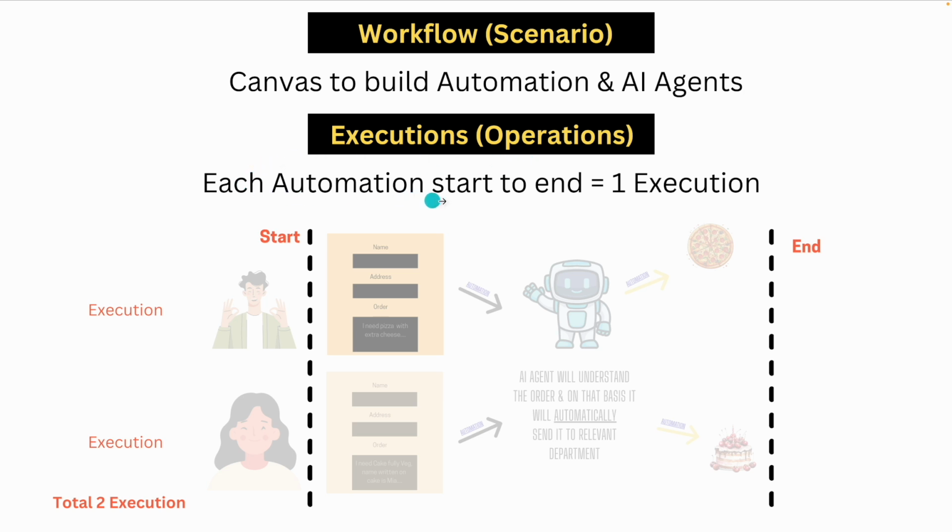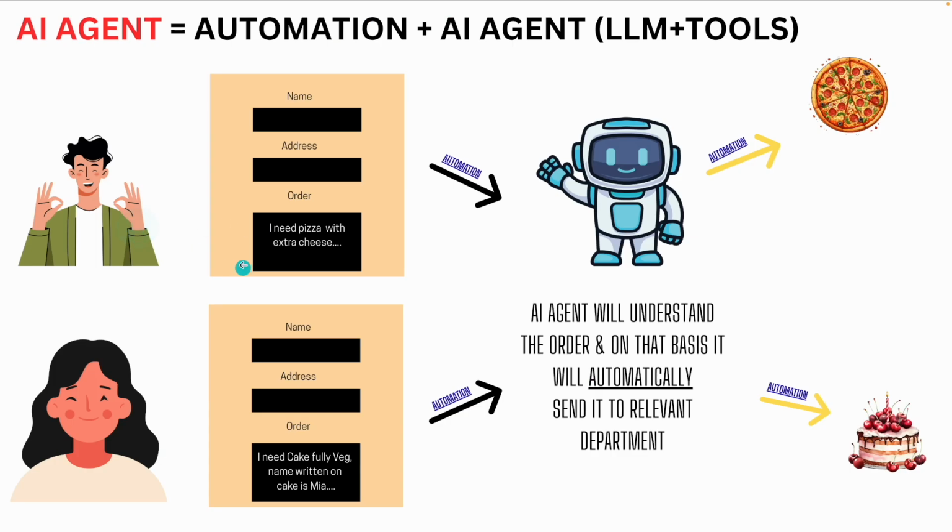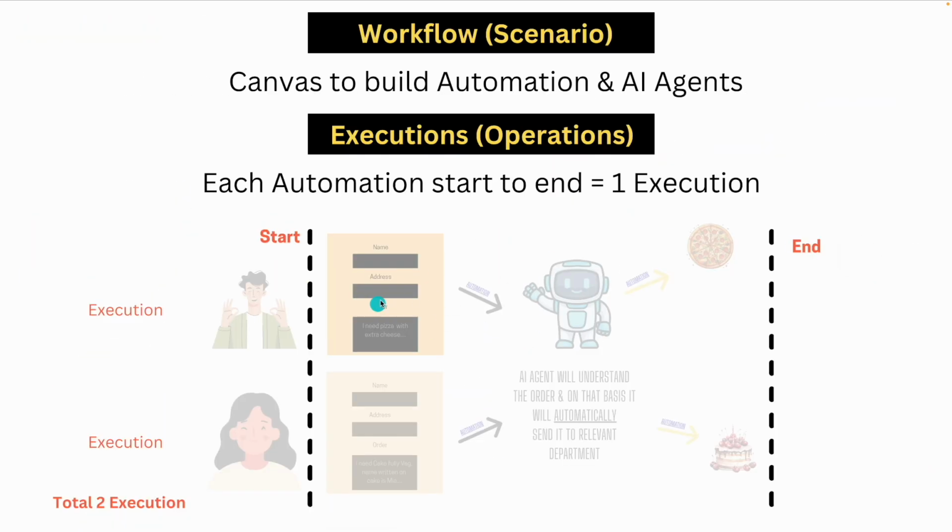Each automation from start to end will be considered as one execution. For example, if you remember this particular example, this is what I have here. If you look carefully, what is happening is that this person will put in that I want pizza. It will go to the automation, and the AI will respond, and again it will be sent to the proper department through the automation. So it has started here and it has ended here. So it will be considered as one execution. Similarly, this girl will do the same thing.